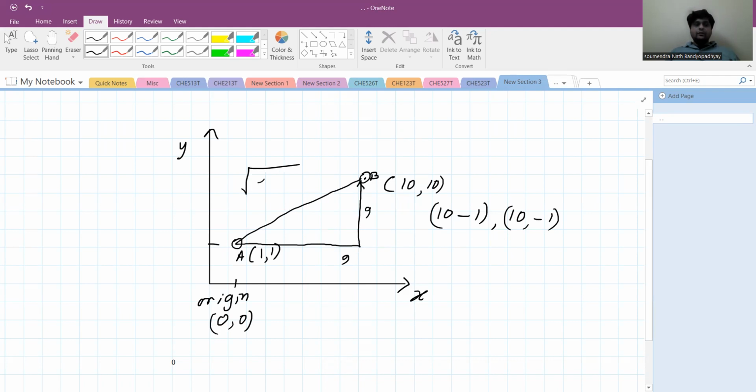So what is the distance between the point A and B? It is root over 9 square plus 9 square. So this is the minimum distance between the point A and B. So this is root over 2 into 81, so as to say 9 root 2 from the Pythagorean theorem. So this means the minimum distance between 2 points, if connected by a straight line, will always be given by the Pythagorean formula.